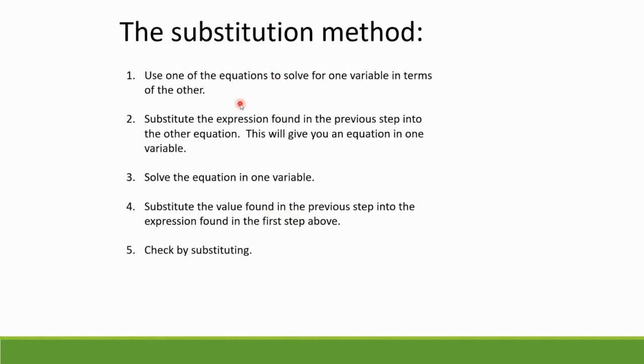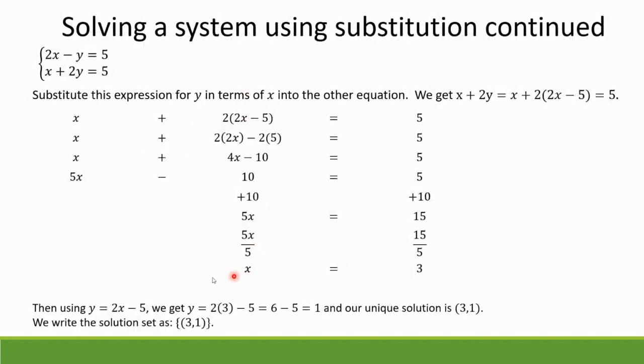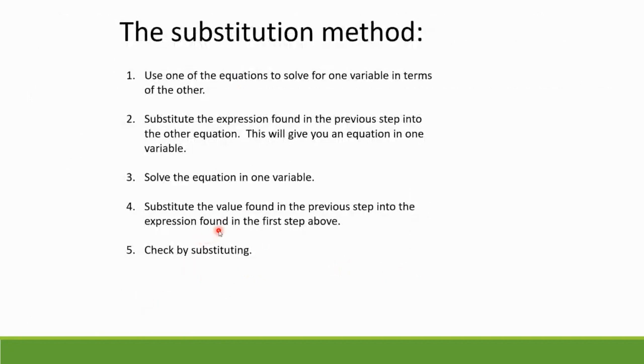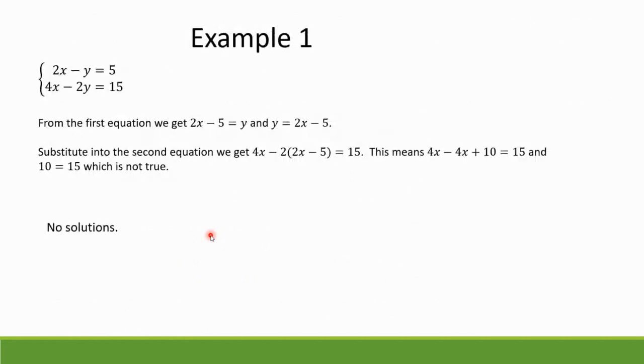We substitute back into what we got in one, that expression, to get the other variable. Right? That's what we did. Once we knew what x was, we plugged back into the expression for y in terms of x. And then, of course, it's good to check by substituting. So again, that's just the outline of the method. Okay, we did one example. Let's do another one. So here, this one's kind of different, as you'll see.